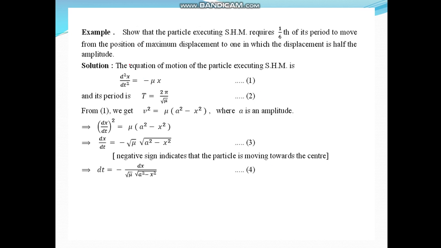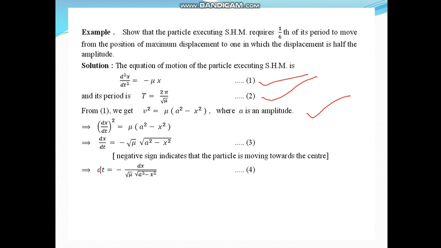Then next, prove that a particle executing SHM requires 1/6 of its period to move from the position of maximum displacement to one in which the displacement is half the amplitude. The equation of motion of the particle performing SHM is number 1. Time period is given by this formula. Also we know this condition, this is the relation between v and x. So that implies, but v means dx by dt. So dx by dt equal to this, and the negative sign indicates the particle is moving towards the center.